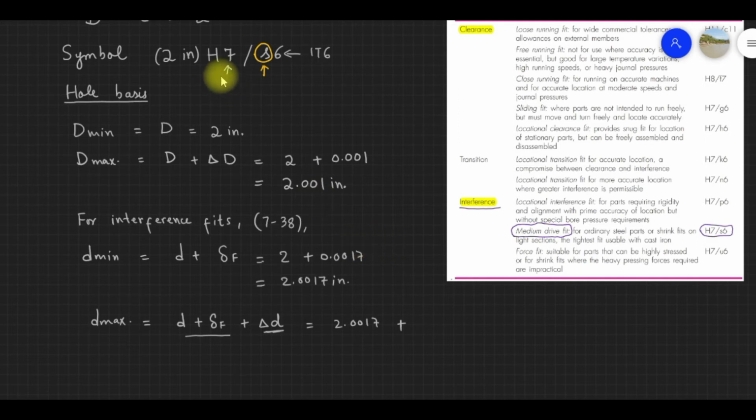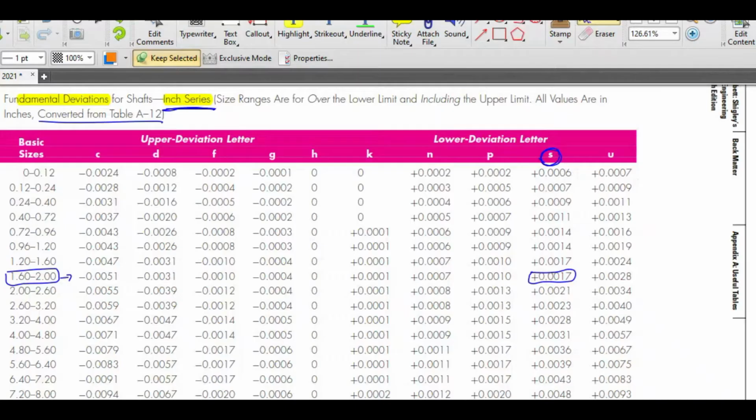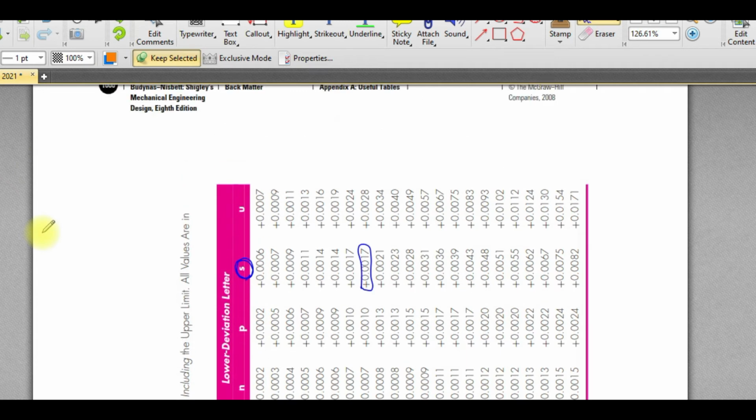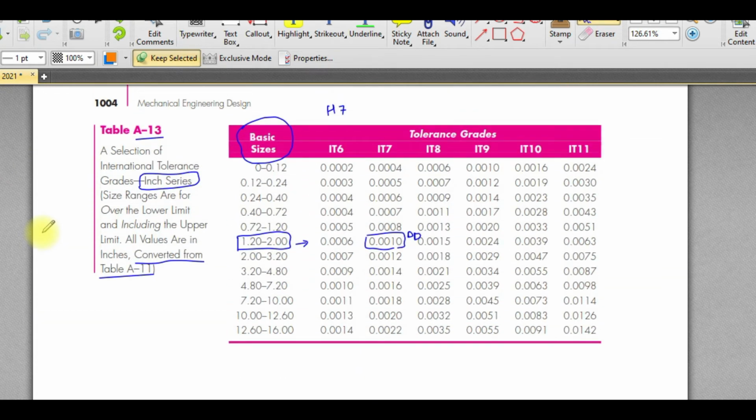It is not the same as the hole. For the hole it was IT 7. So we again go back to the relevant table. Again we are going to use the inch table, and for this range 1.2 to 2 inches we have to look for IT 6 here. So the value is 0.0006. So you see it's a very small value.